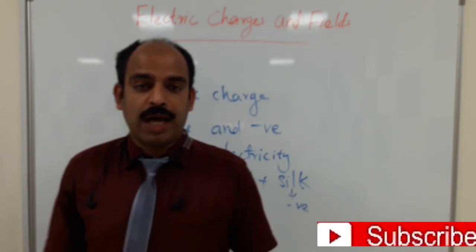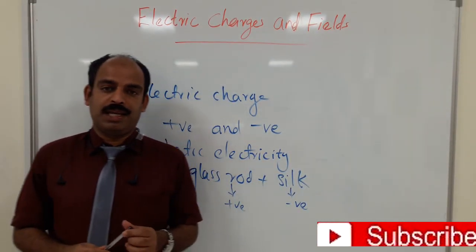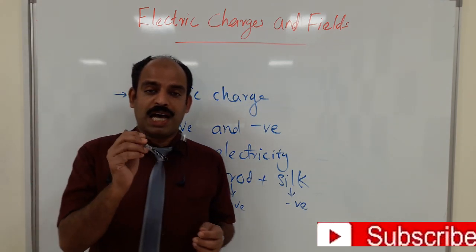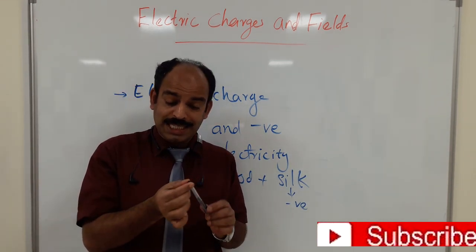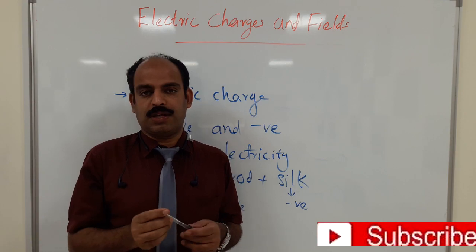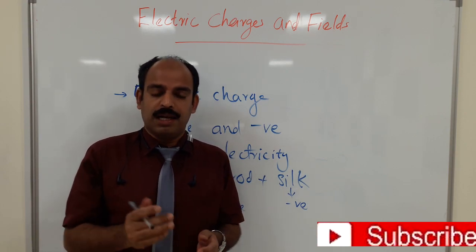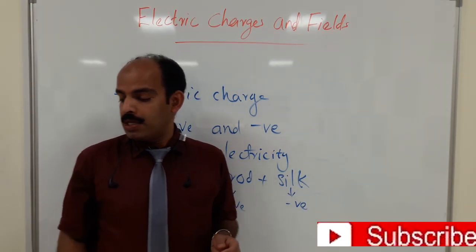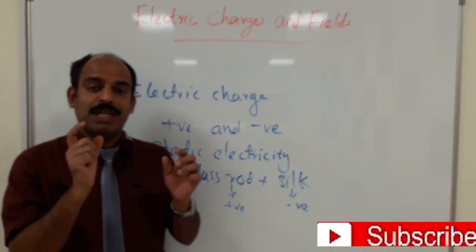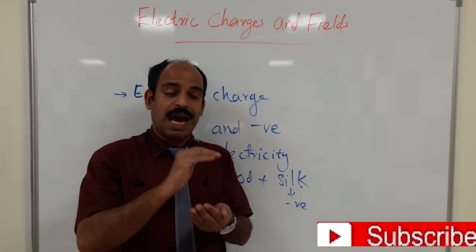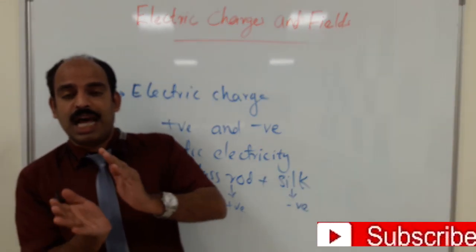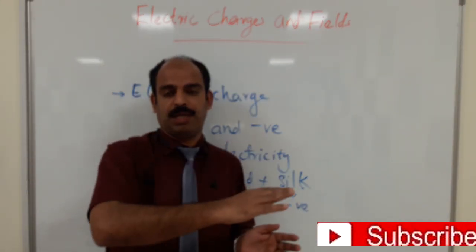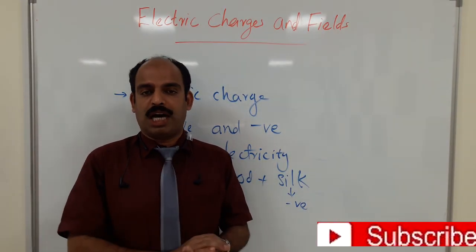Here, what is happening is that when I rub this plastic with dry hair, the plastic pen acquires charges. Because of these charges, the plastic attracts the bits of paper. When two different materials rub each other, charges, that is electrons, are transferred from one material to another material. That is why they acquire charges.